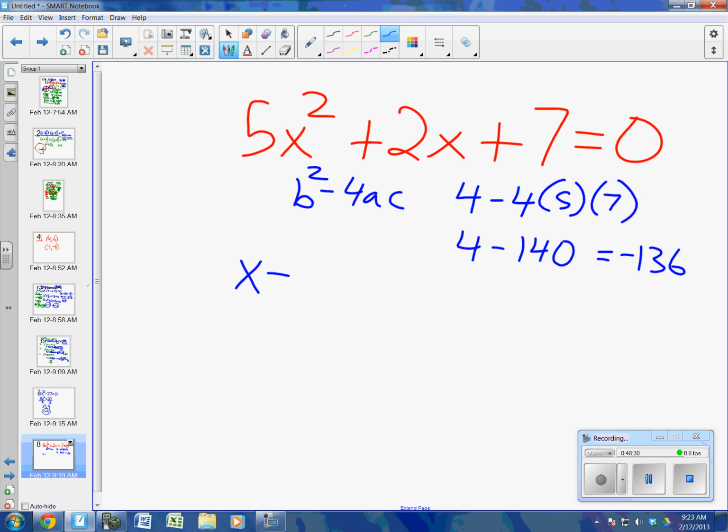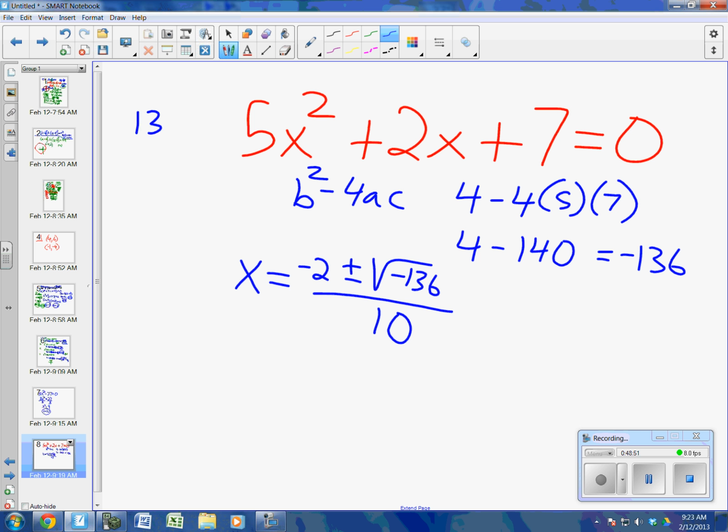Okay, so I have x equals negative b would be negative 2. That's right. That should have been negative 1. Plus or minus the square root of negative 136 all over 10. 2 times 5 is 10. Now, I have a negative discriminant, which means I'm going to have two imaginary solutions, right? Okay, I'm going to have an i.